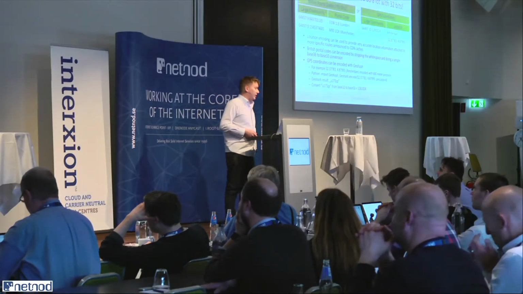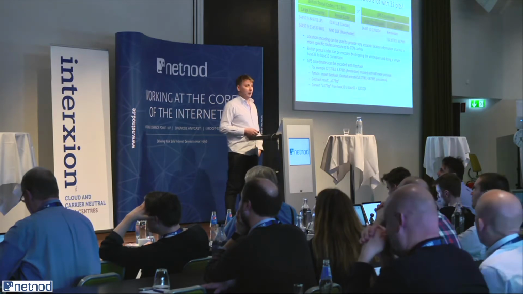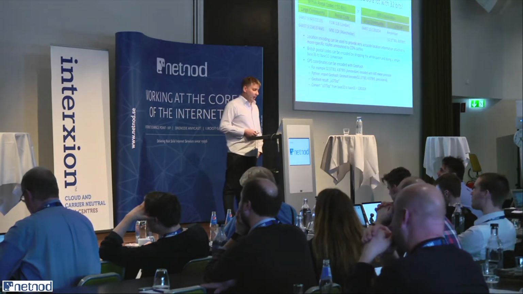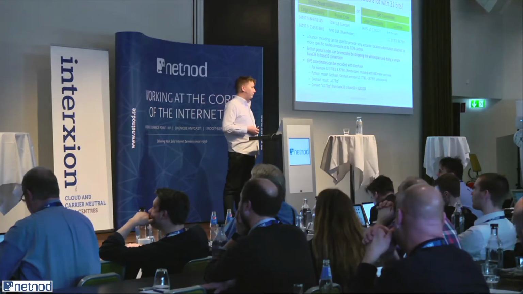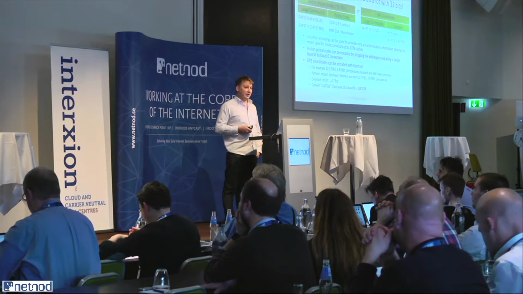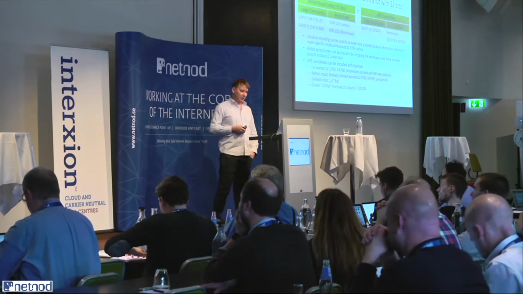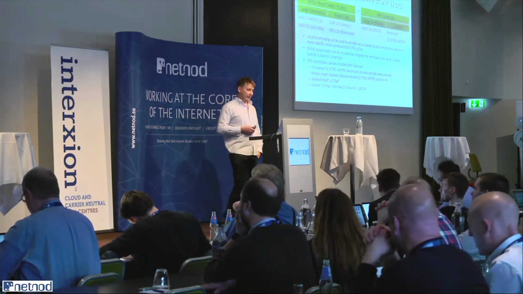Further examples, this was an interesting one that I heard from an eyeball network. Apparently, this network announces very small blocks to CDN caches to offer highly granular insight into where eyeballs are located. So they'll announce up to, say, /25 or /27 IPv4. And this would normally not be visible in the default free zone because such small prefixes do not carry very far.